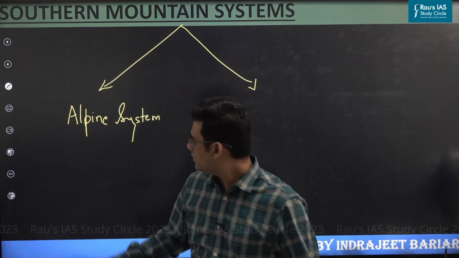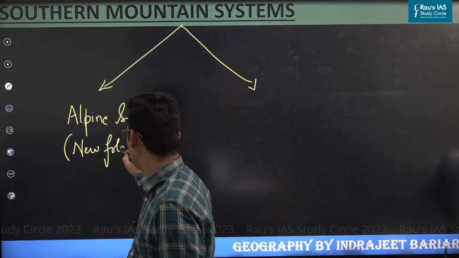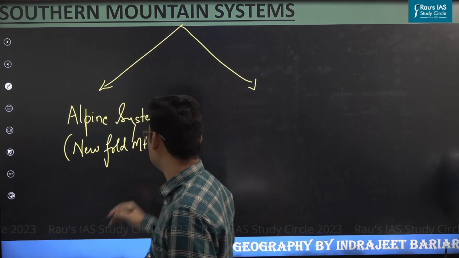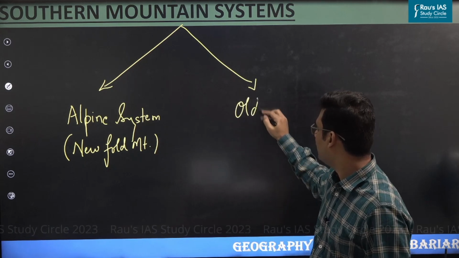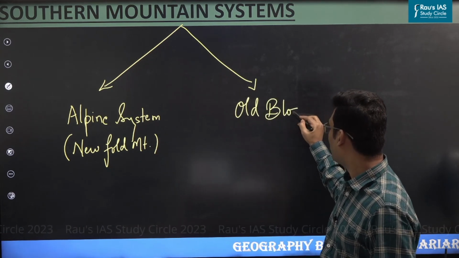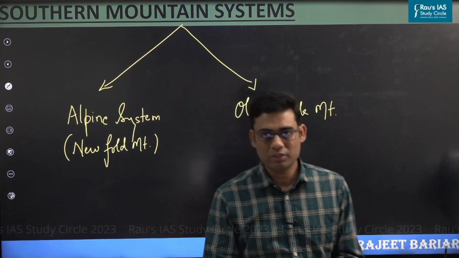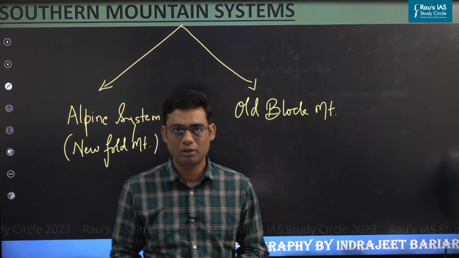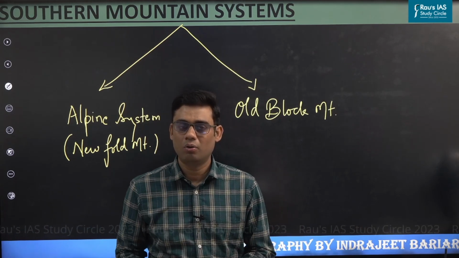Now this alpine system is the new fold mountain system. And the second system over here, which I identify as the old block mountain. So the southern mountain system has two sections over here: the new fold mountain system called the alpine system, and the old block mountain system.